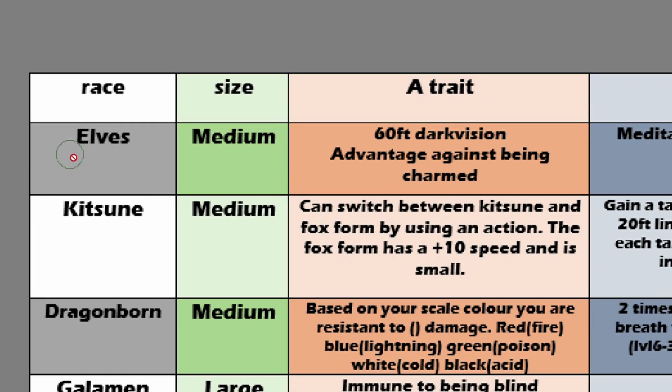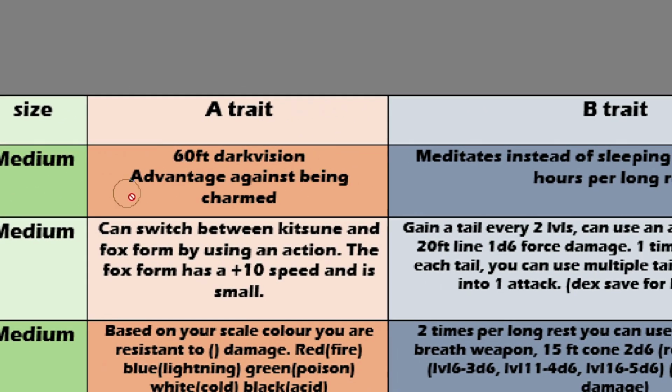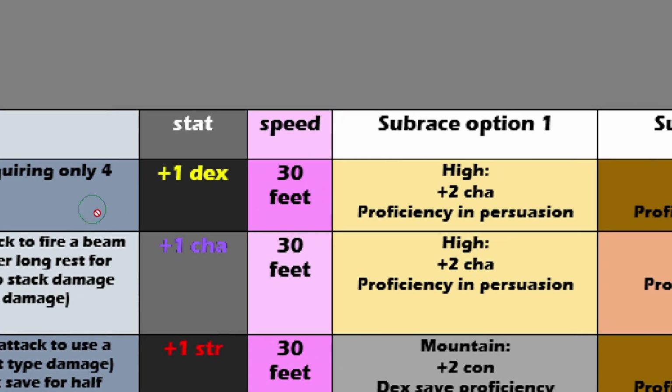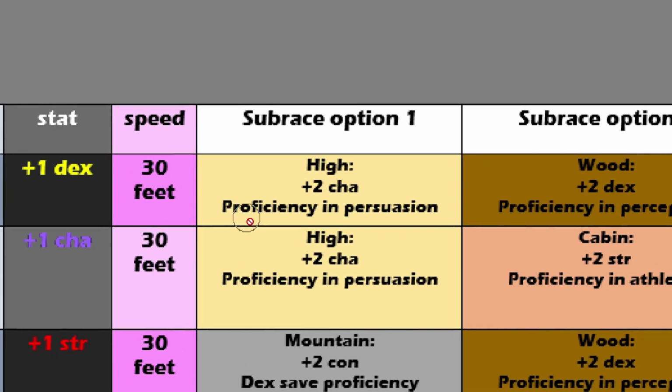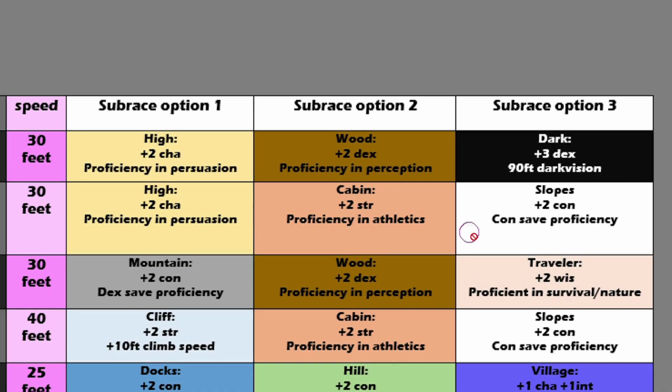the elf row. So the elf is an elf, their size is medium, they have 60 feet of dark vision and advantage against being charmed, and they have the ability to meditate instead of sleeping to only require 4 hours per long rest. They get a +1 to their dexterity, and their speed is 30 feet. And then from the 3 subrace options, you could either be a high elf with a +2 to your charisma and proficiency in persuasion, a wood elf, a +2 to your dexterity with proficiency in perception, or a dark elf, which is a +3 to dex with 90 feet of dark vision instead of the typical 60.